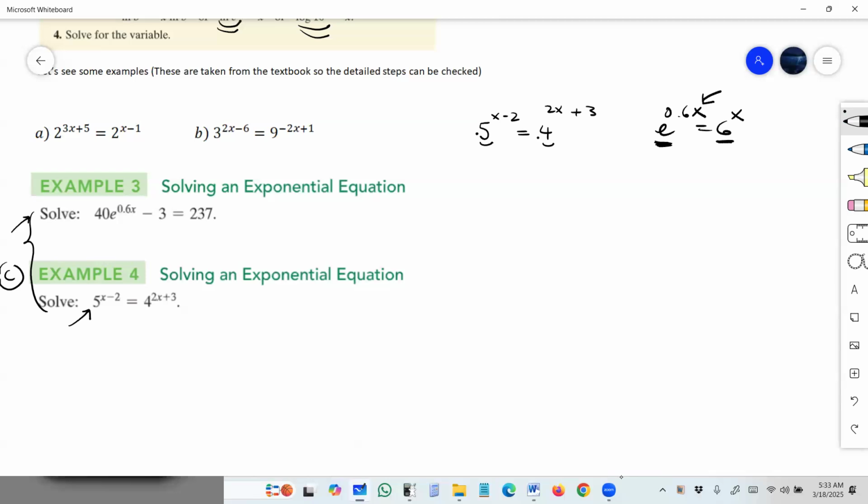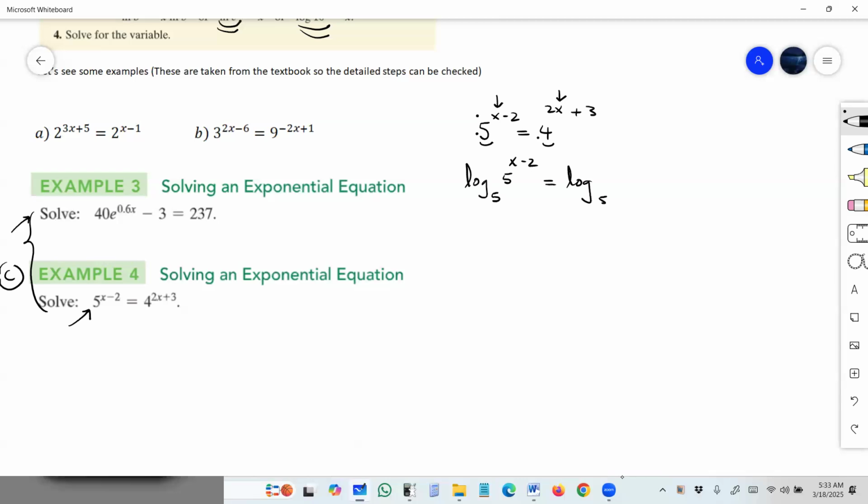So here's an example, the last example, and we have two bases, and I have variables in both of them. So you can either take log base 5 of both sides or log base 4. It does not matter. Your textbook says take log base 10, but that's much, much worse. You take either log base 5 or log base 4, and you'll see why. I am going to take log base 5. And you see what happens.